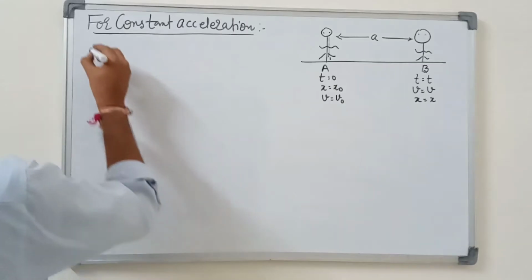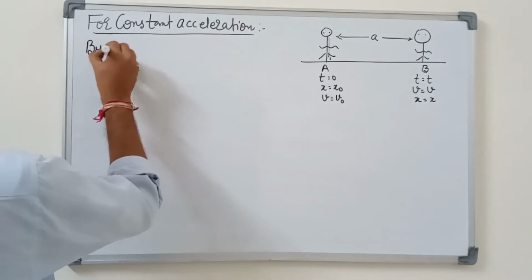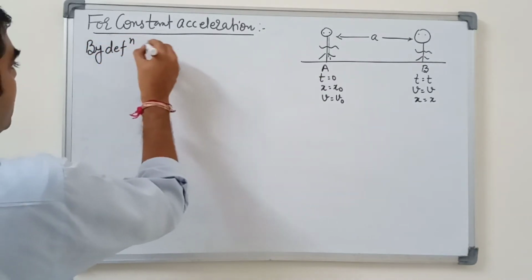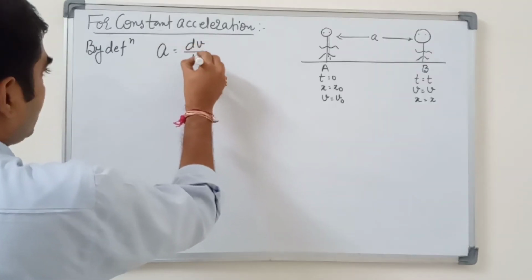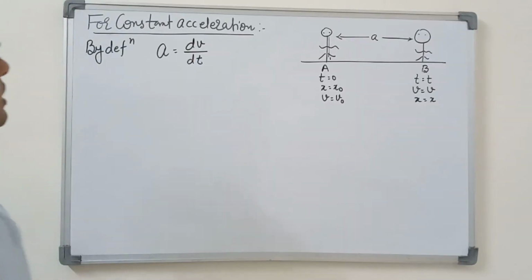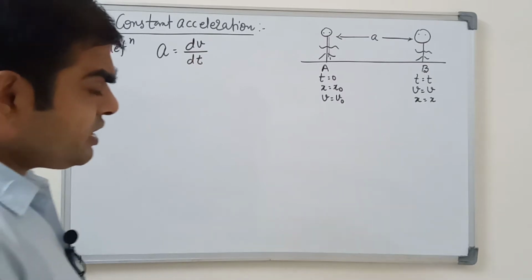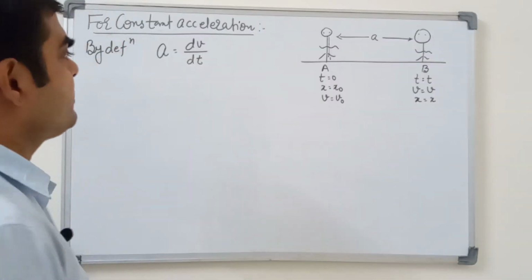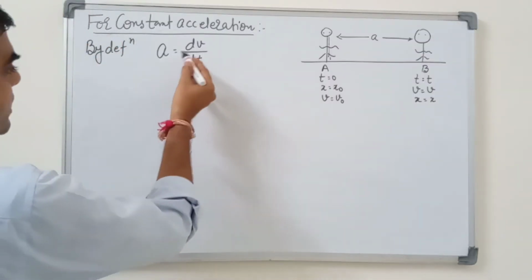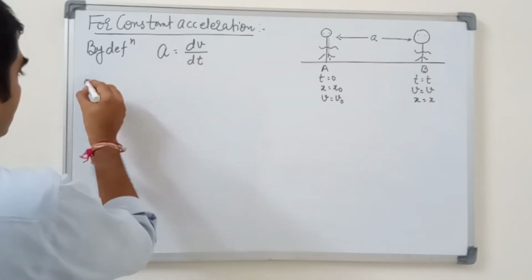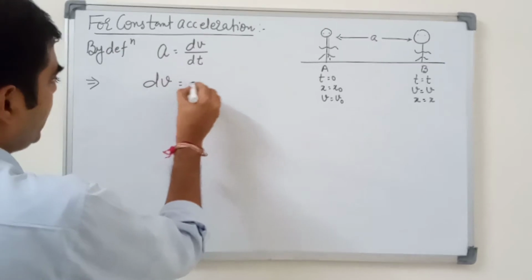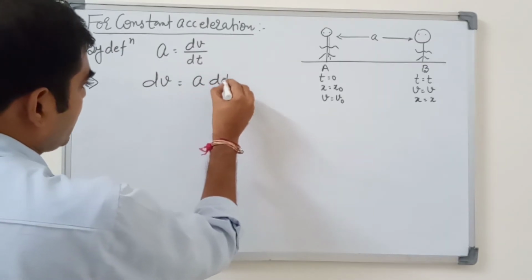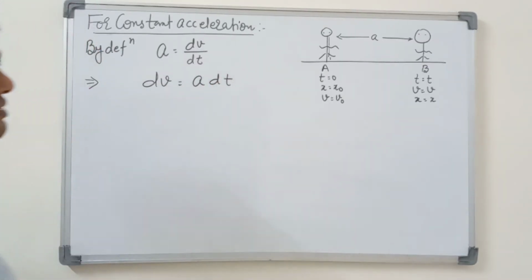So now by definition, acceleration a is equal to dv upon dt. This is the instantaneous acceleration: a is equal to dv upon dt. Now cross multiplying, dv is equal to a dt. This point is clear.